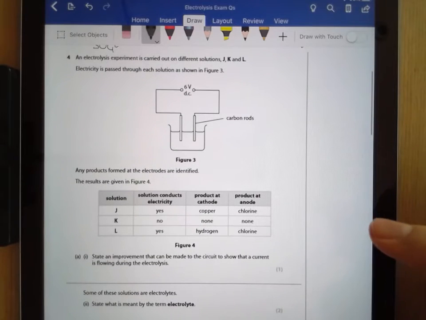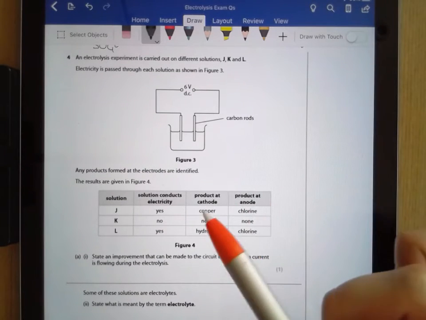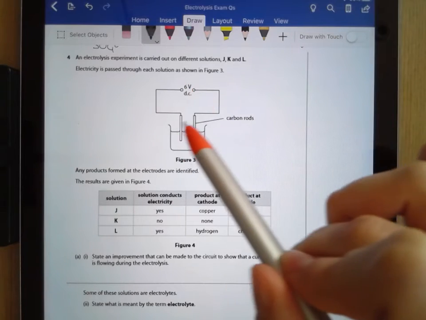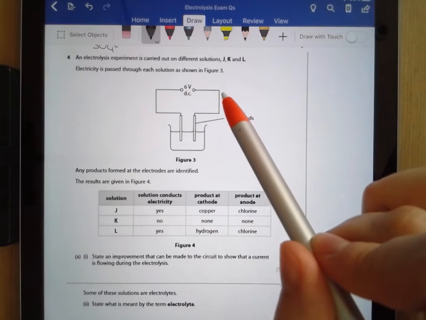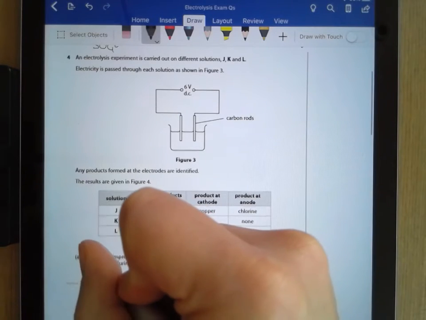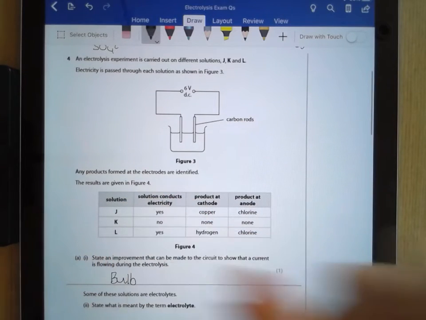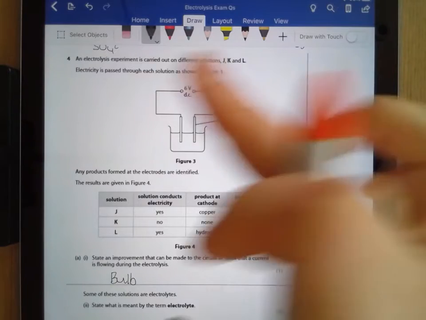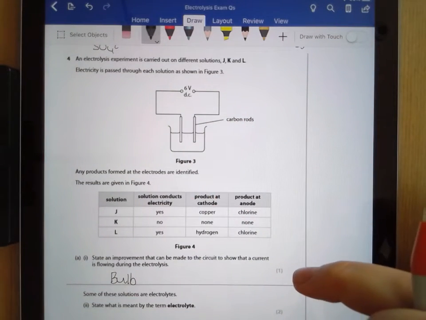If you look at the next question, this is slightly more physics-based. They want you to suggest an improvement to show that this circuit is actually working, to show that there's electricity flowing around the circuit. And if you wanted to do that, you'd simply put in a light bulb. And if the bulb is lit up, then you know that you've actually got electricity flowing around your circuit.